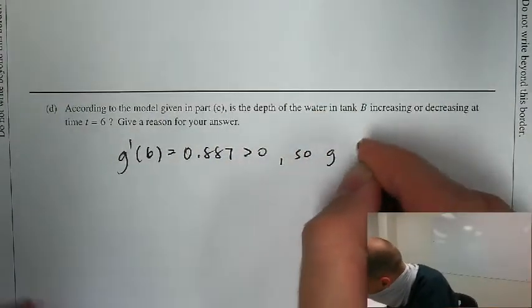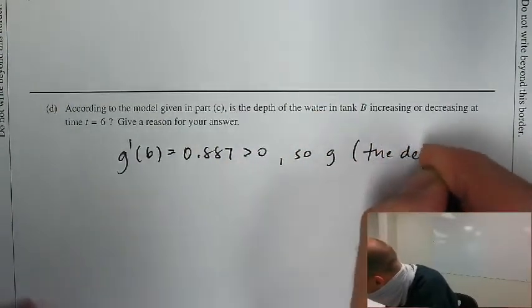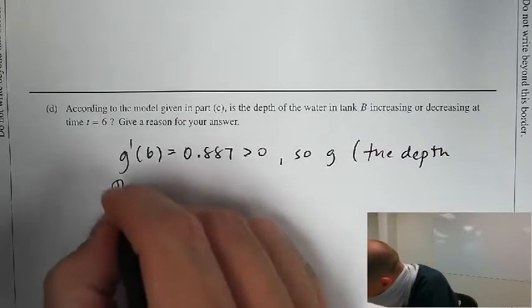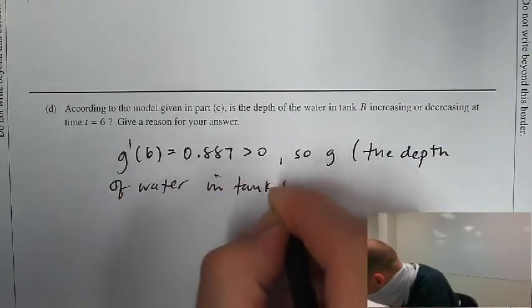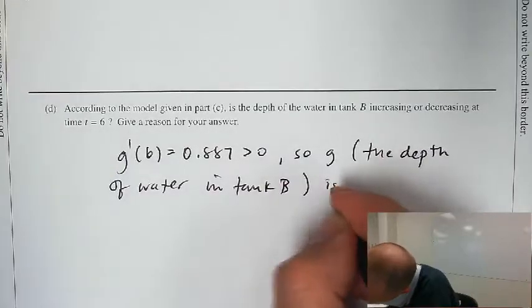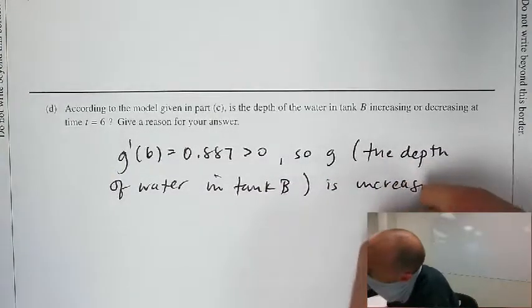So G, the depth of water in tank B, is increasing.